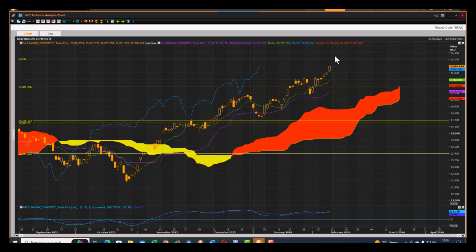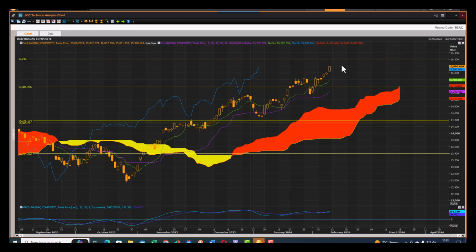So be aware that we could see a bit of a consolidation here, maybe back down to a March low there, and then continue the rally from there. But we do need some form of a consolidation. We're a little bit extended from the top end of the cloud. So that's the interpretation of the Nasdaq Composite from an Ichimoku cloud chart perspective.